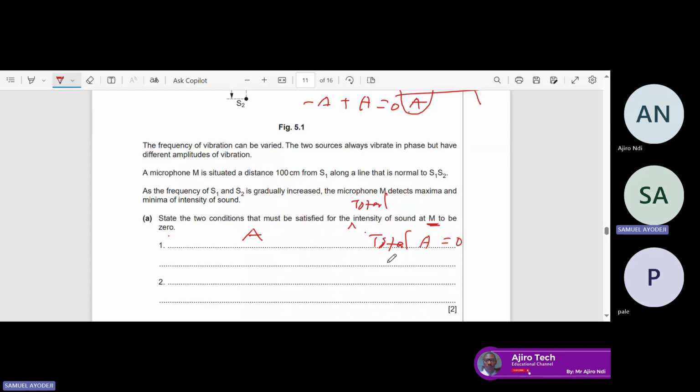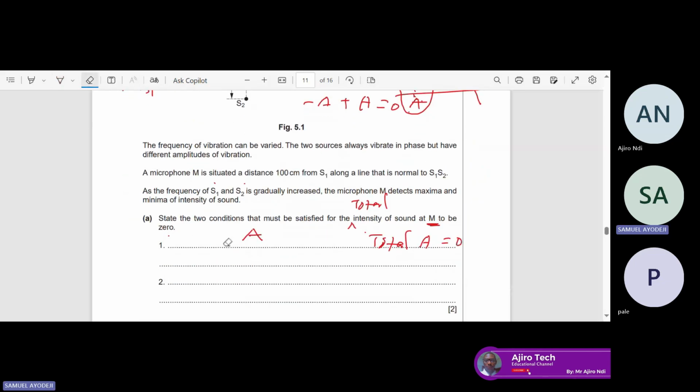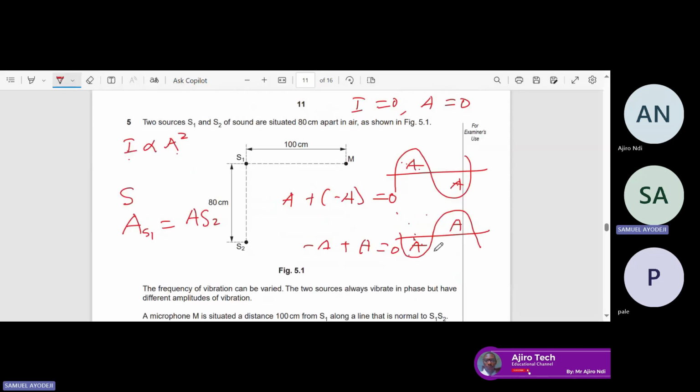And for total amplitude to be 0, the two waves S1 and S2 must have the same amplitude. So the amplitude for S1 must equal the amplitude for S2. When they are equal like this and they are out of phase, when you add them, we are going to get 0. I think I am able to establish one point there. So with that idea that the total amplitude is 0, they must be out of phase, they must cancel out.